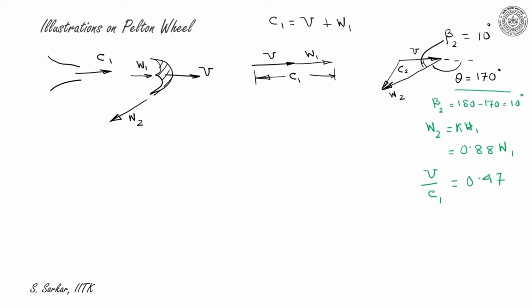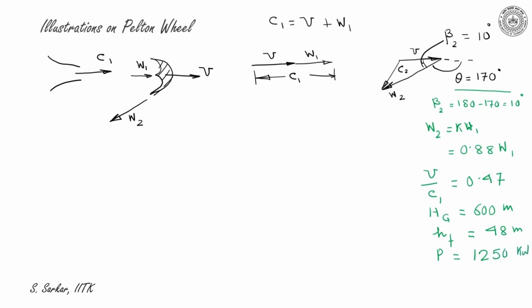Gross head HG is stated as 600 meter. Am I right? Head loss HF is 48 meter. Power produced P is 1250 kilowatt.